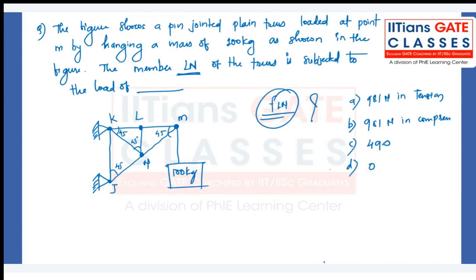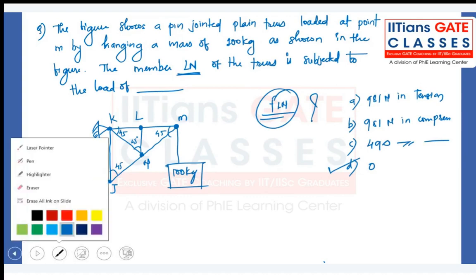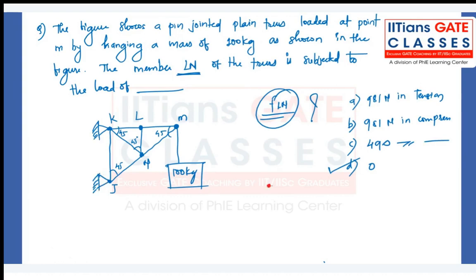Why? Because draw the free body diagram of joint L. If you draw the free body diagram of joint L, you will realize that you have, let's say, FLN, FLM, FLK. Okay, this is all there.